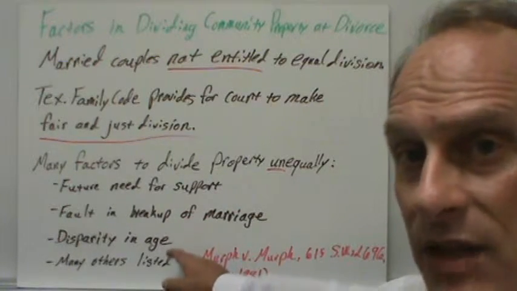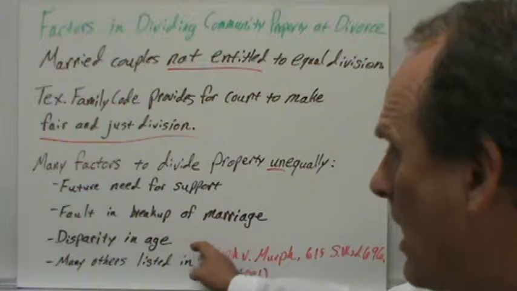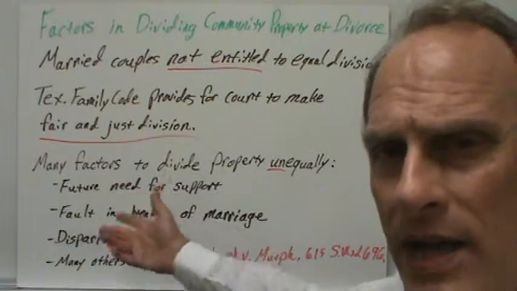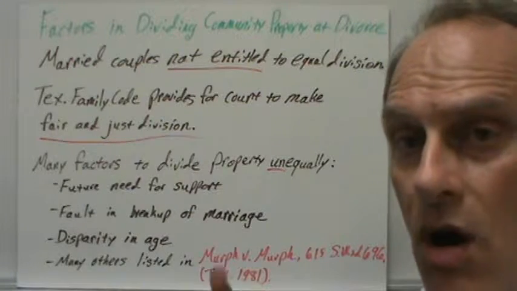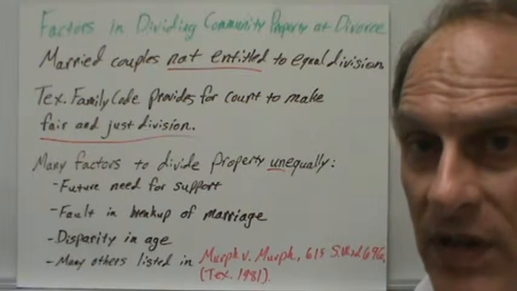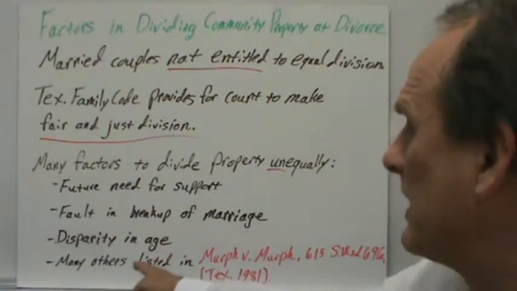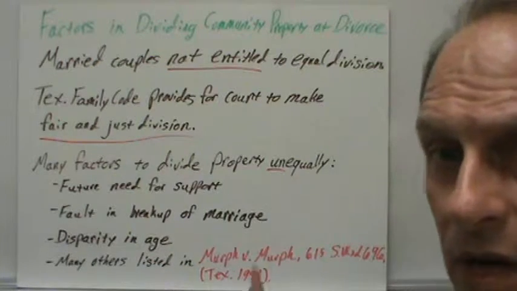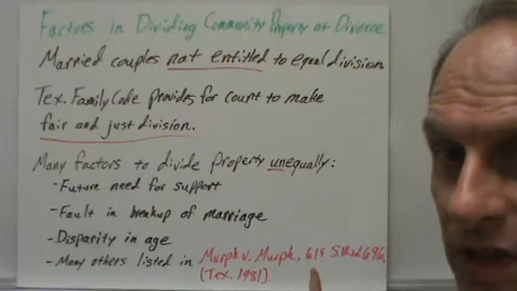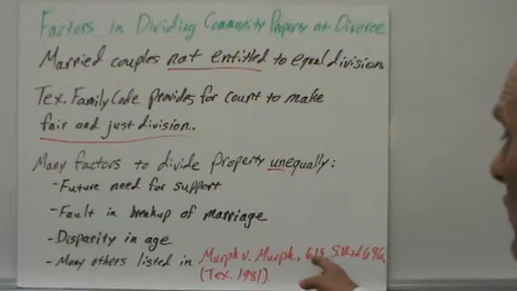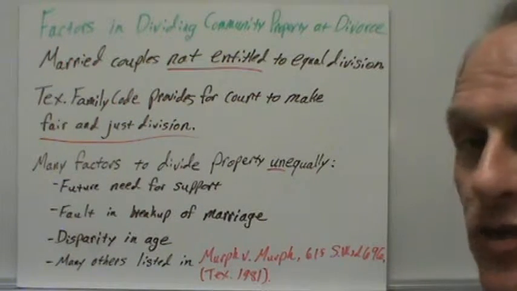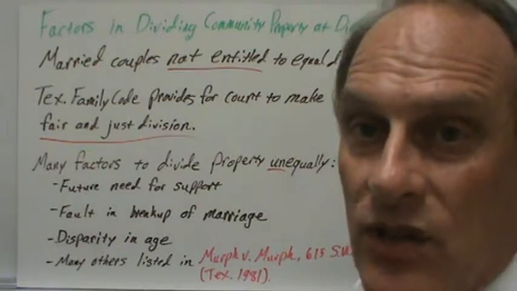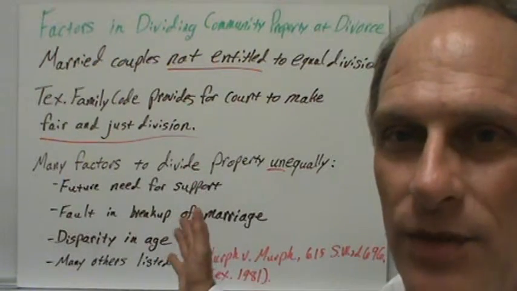Disparity in the ages between the two. Wasting away the community property by one spouse can cause a court to give a greater division to the other spouse. There are going to be many other factors, and they're listed here in this case that I have cited here, the Murff case, Murff versus Murff, 615 Southwestern 2nd, 696. It's a Texas Supreme Court case, 1981, and this is an overview of community property.